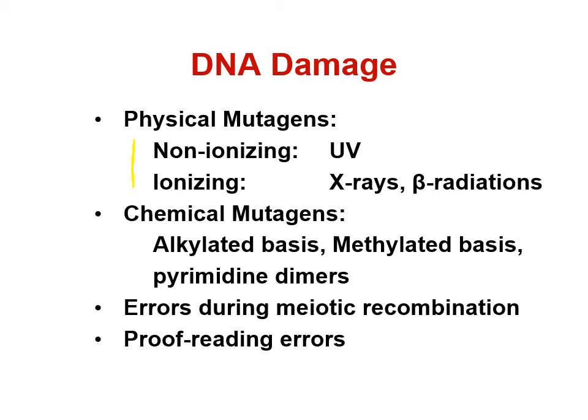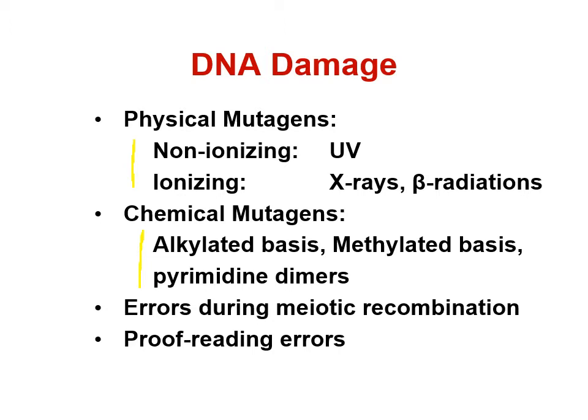Another type is chemical mutagens. They include different types of changes like alkylated bases, in which alkyl group is added to the nitrogenous bases, methylated bases, then there are pyrimidine dimers that can be formed. All these lead to DNA mutation or DNA damage.